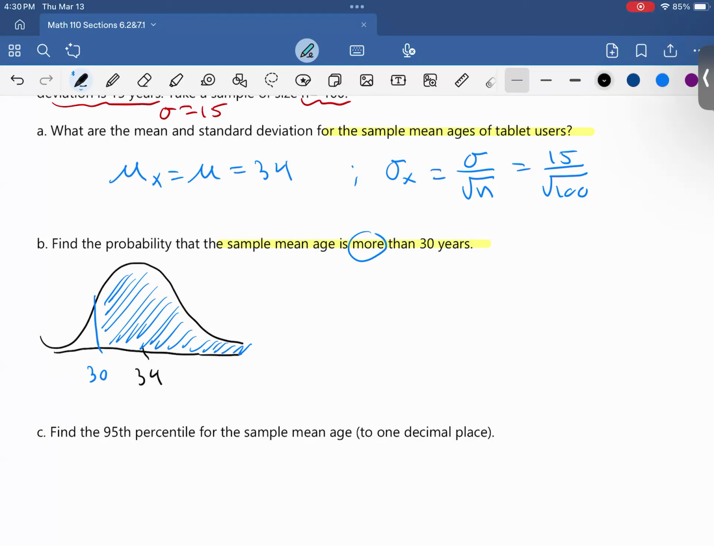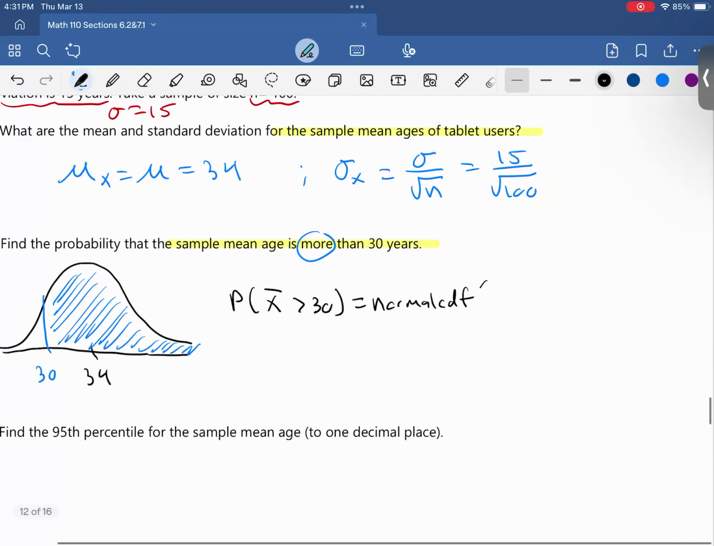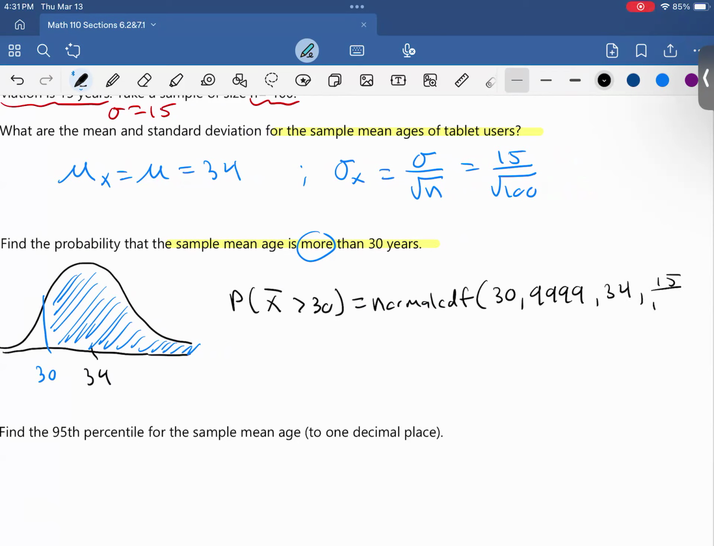So let's go ahead and set up our work. So the probability of X bar, because we're dealing with sample means, is greater than 30 is going to be normal CDF. 30 is our lower limit. We go all the way up to 9999, a really big positive number. Then 34 and 15 over the square root of 100. And we have our mean and then our sample mean standard deviation.